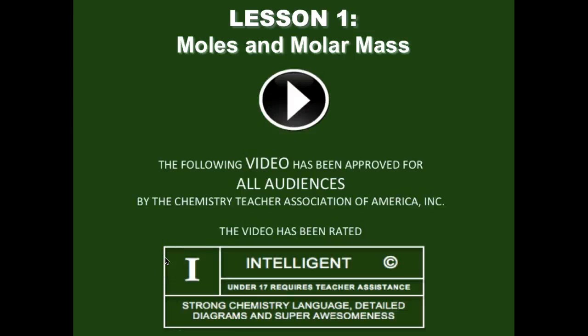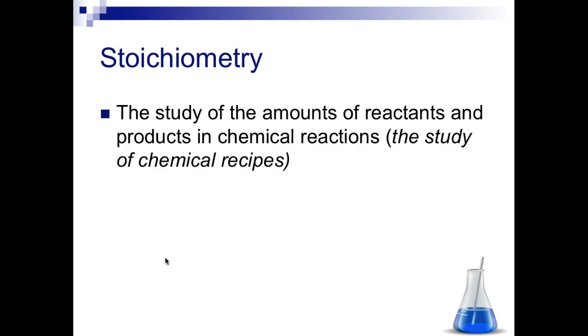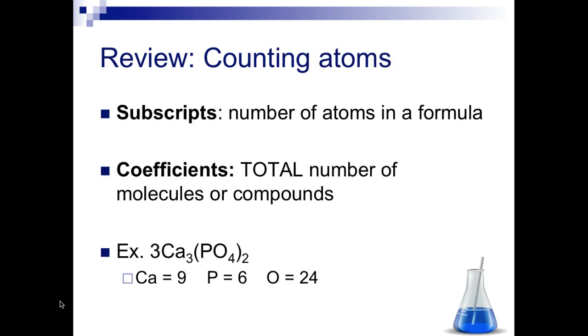Alright guys, let's look at Unit 10, Lesson 1, which is moles and molar mass. Stoichiometry is the study of the amounts of reactants and products in chemical equations. So it's kind of like the study of the recipes. So let's review how we count atoms, because you're going to need to know this for the first lesson.